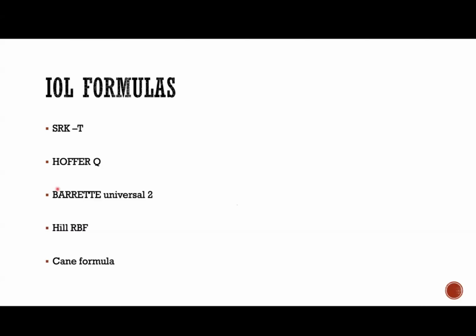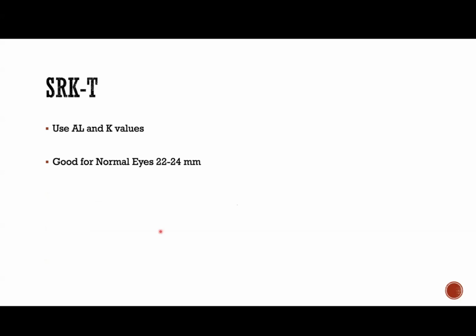The advantage of the Barrett Universal 2, Hill RBF, and Kane formulas is that we have online access, and it's free of charge. We can easily check our IOL power with these tools. Talking about SRK/T, it is what we commonly use nowadays. It uses only the axial length and the K values, so it is generally recommended for normal eyes within 22 to 24.